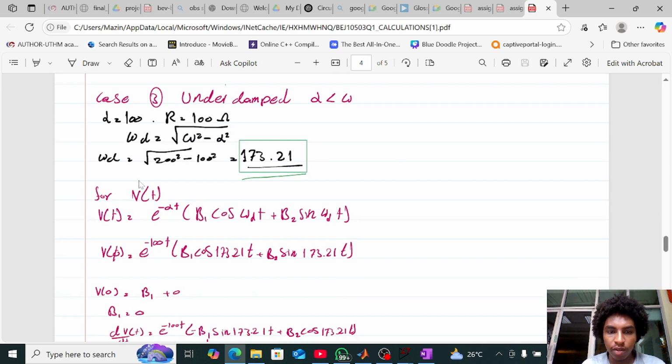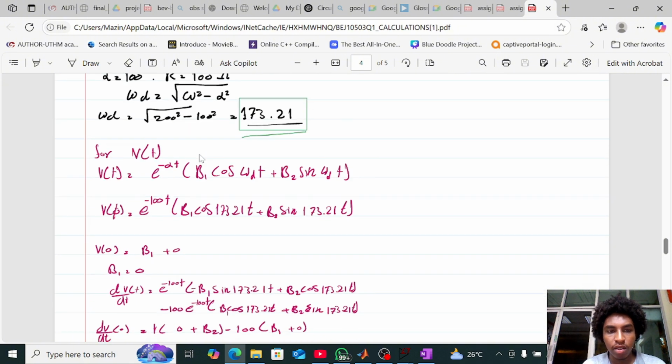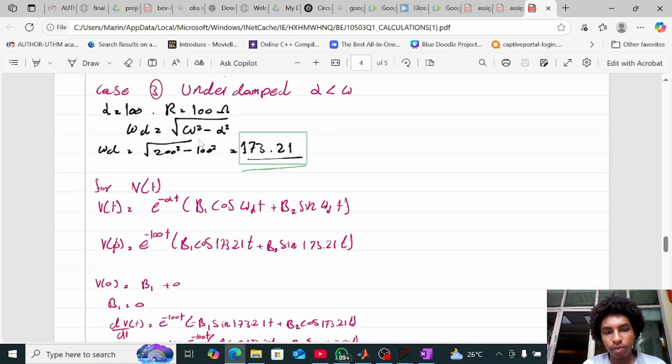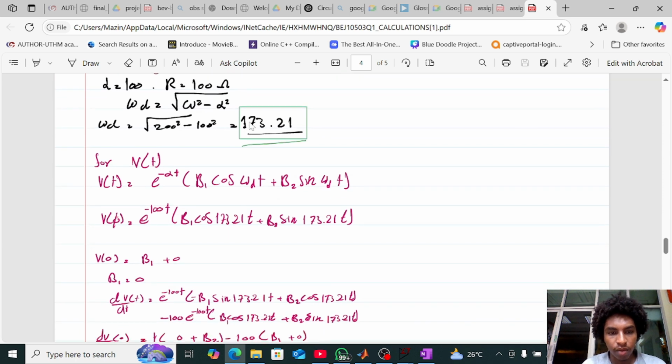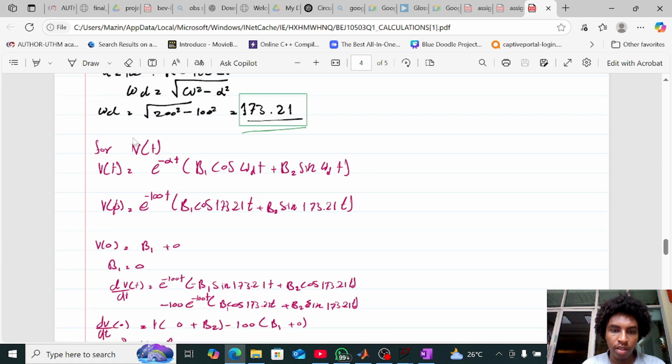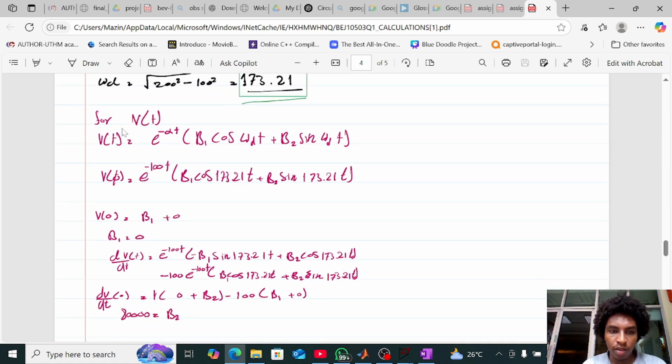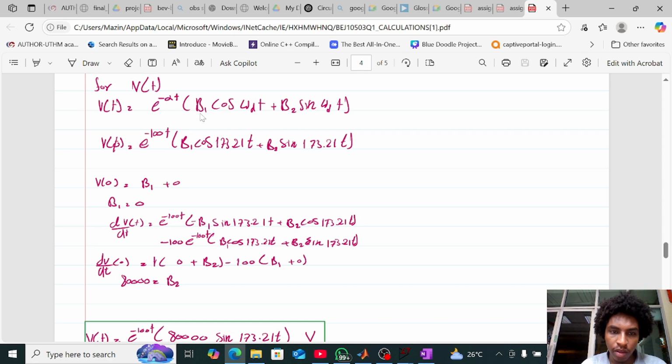And the third one is the underdamped case. So R will be equal to 100, so omega will be more than alpha. So in this case we are going to calculate omega d. Then this is the general solution for v of t, which then we have to get the values of b1 and b2.